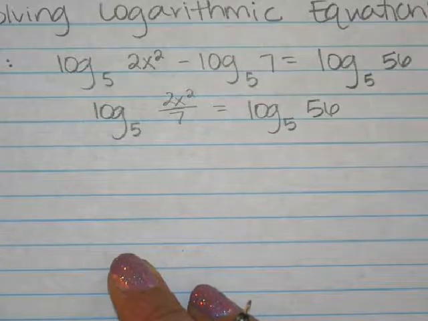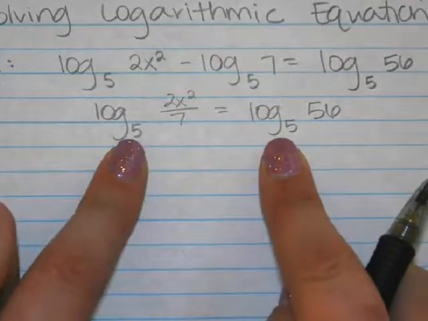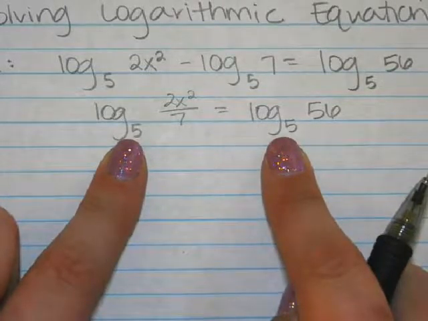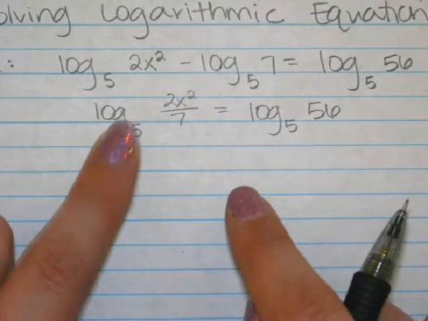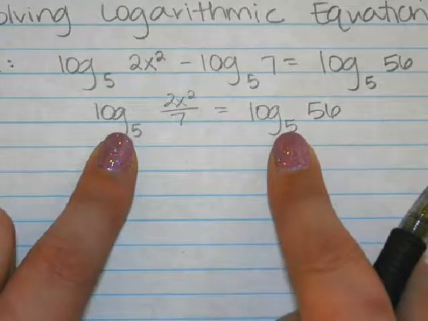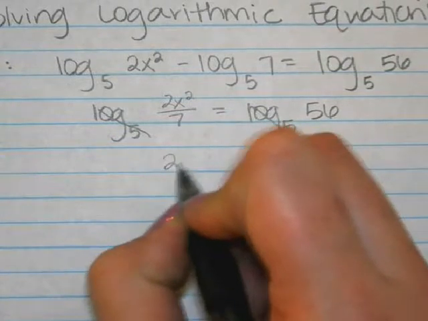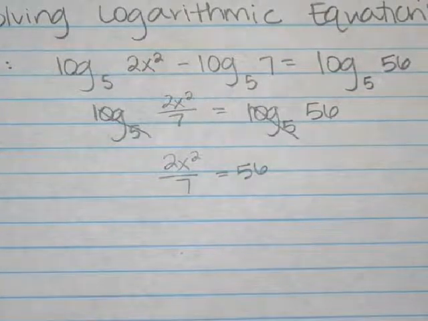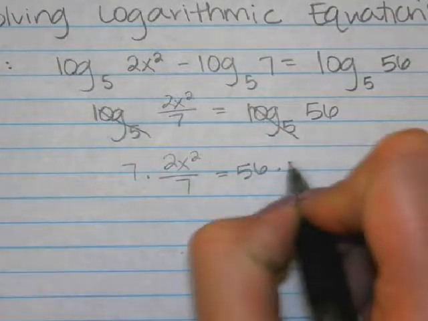Okay. Now, at this point, when we can see that these are both the same, it's kind of like when we had an exponential equation and we made the bases the same. As soon as we had 2 to an exponent equals 2 to another exponent, we would ditch the 2's. As soon as we have log base 5 of something equals log base 5 of something, we can ditch the log base 5. So that means we just have 2x squared over 7 equals 56. So what should I do now? Multiply by 7.